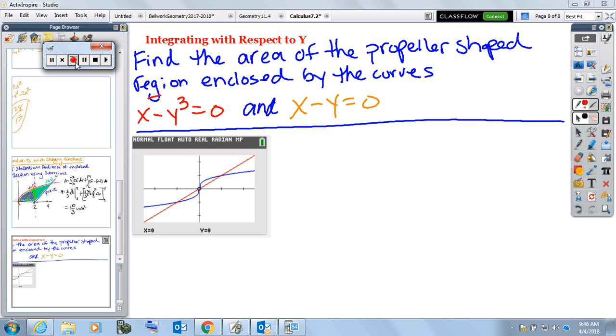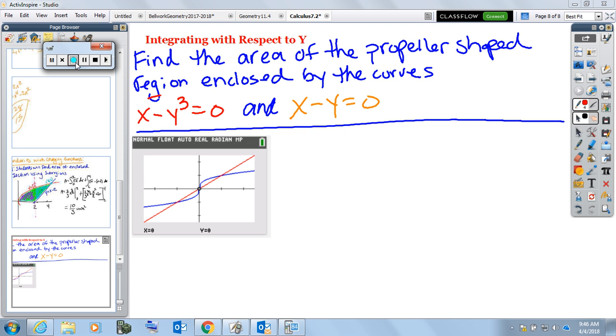All right, ladies and gentlemen, so we are diving into the fourth part of 7.2. In this video, our goal is to integrate with respect to y.